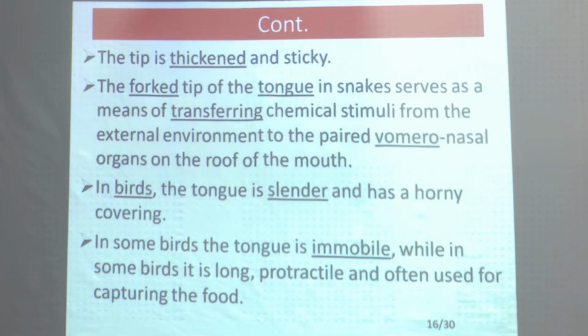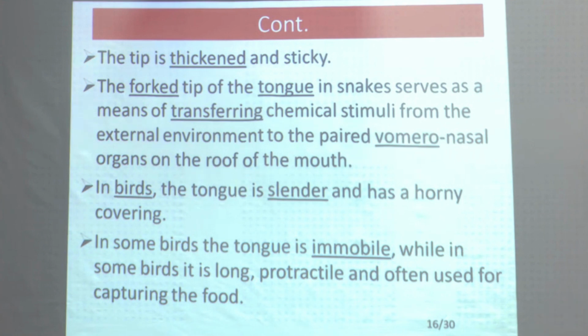Now come to the next one. The tip of the tongue is thickened and sticky in case of this reptile. So in case of reptile, the tip of the tongue is thickened and sticky, like a glue-like structure, so that it can capture the prey. Whenever it comes in contact with the prey, the sticky nature of the tongue captures the prey, or the prey generally adheres to the tip of the tongue. Okay. So the forked tip: in case of snake, if we examine the snake, the tongue is forked.